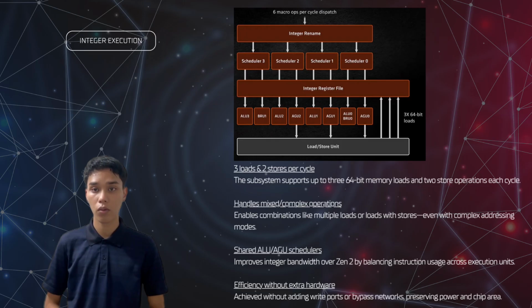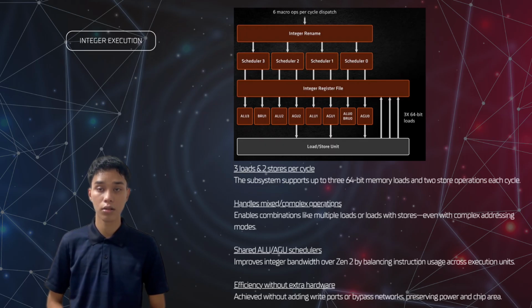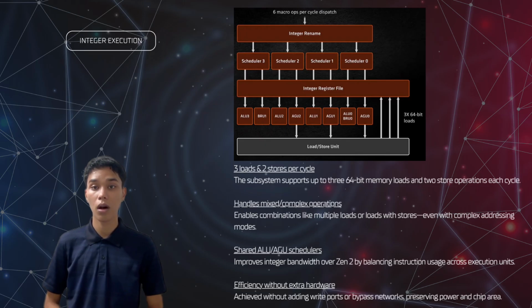One of the key improvements in Zen 3 is in the scheduler. Compared to Zen 2, Zen 3 uses a shared ALU and AGU scheduler. This allows for more balanced instruction usage across the execution units without adding more physical hardware. So what does this mean? It means the CPU can better distribute work, so if the ALUs are busy, the AGUs won't be left waiting, and vice versa. This smarter scheduling improves overall execution bandwidth.